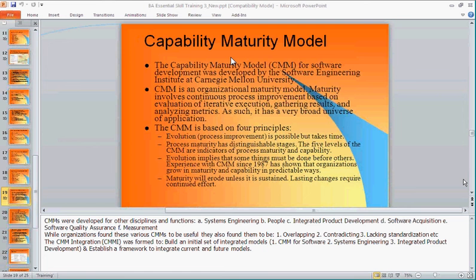Correct? So CMM, or Carnegie Mellon, came up with the capability maturity model for different disciplines and functions. Now, when we started applying these, we realized that there was sometimes an overlap. Look at software quality assurance. Look at systems engineering. The software development is not happening just by itself. We're talking about people, right? Software quality assurance already has the people component in it.